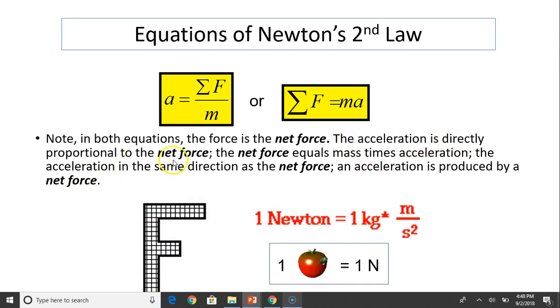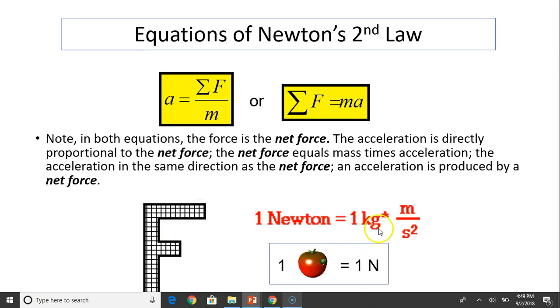Acceleration is directly proportional to the net force. The net force equals the mass times acceleration. So in this equation, F is just not any force. It has to be all the forces added together. That's a net force, the resultant. The acceleration is in the same direction as the net force, and acceleration is produced by the net force only.